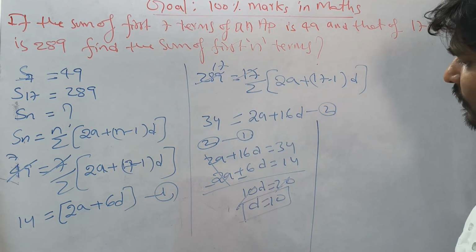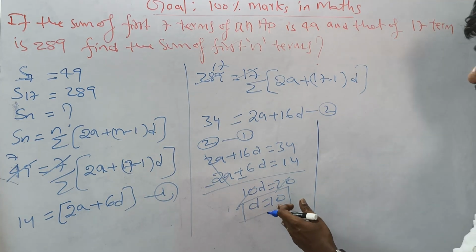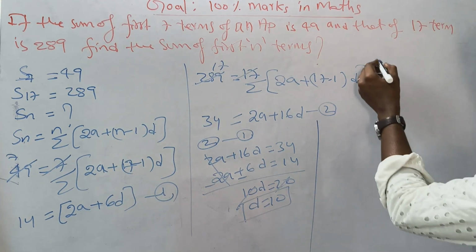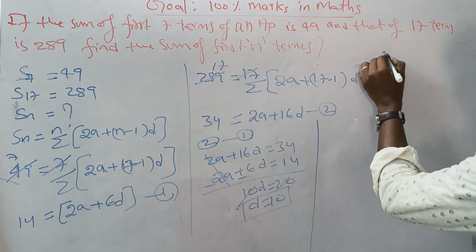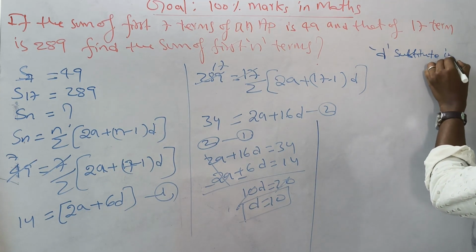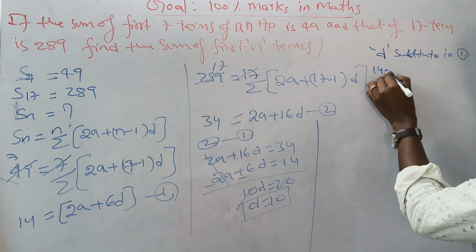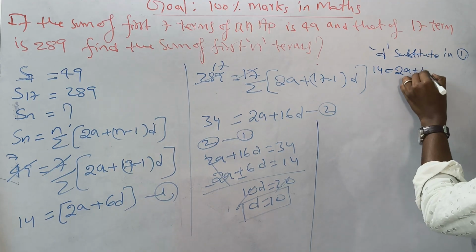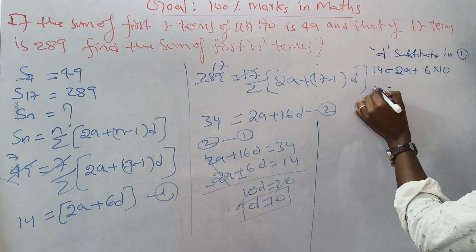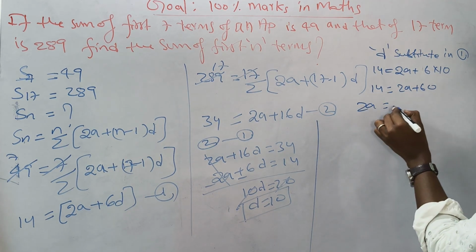We have to find out, first of all, that AP, how it is formed. Now if you substitute the d value in any one of the equations, you will get the a value also. Here I am substituting d in equation 1. Now what will you get here? 14 is equal to 2a plus 6d, sorry, 6 only. Now from this, 14 is equal to 2a plus 60. From this, 2a is equal to what?